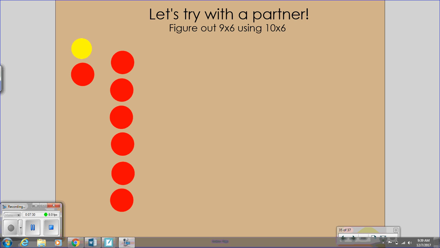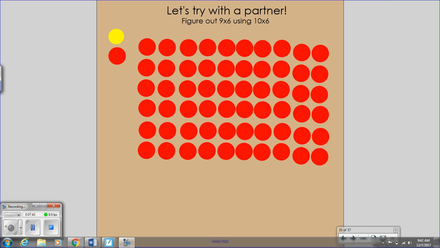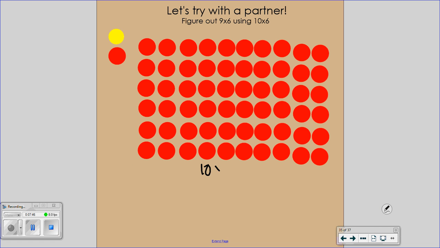So again, we're going to be drawing this time a 10 by 6. And we're going to use 10 by 6 to help us figure out 9 times 6. What you're looking at. And then I want you to write out what 10 by 6 means. We know that means 10 groups of 6. What is 10 groups of 6?